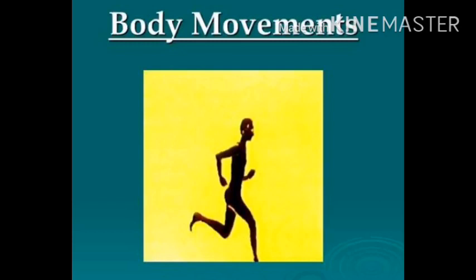Body movements. A change in the position of any part of the body with respect to its axis is called movement. Stationary animals such as sponges, corals, and sea anemones show this kind of movement. For example, when you agree or disagree with someone, you shake your head. This shaking of the head is called movement of the head.